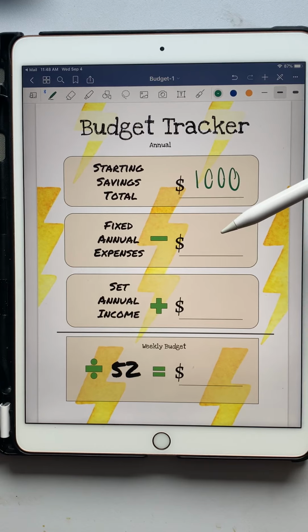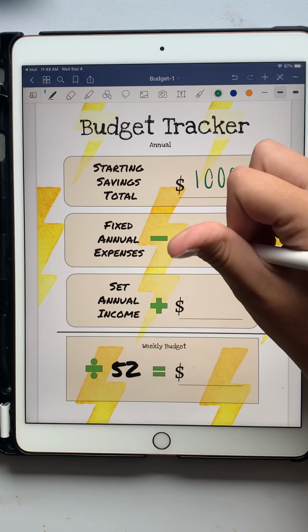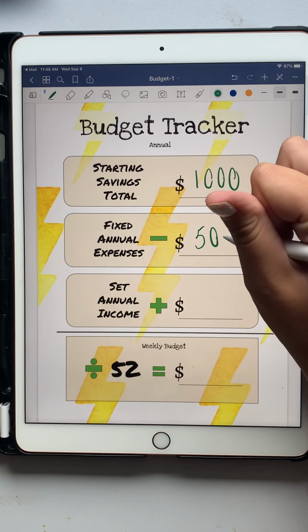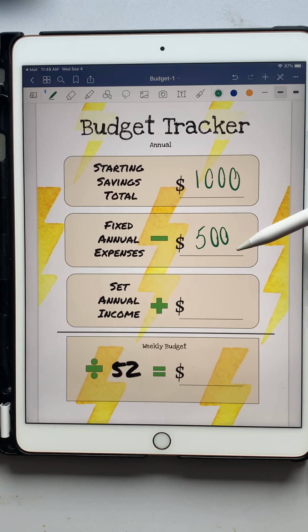So that's things like bills, gas, or insurance, anything like that. So say that's $500, and that's totally personal to you, and that's something that you would subtract out of your starting savings total.